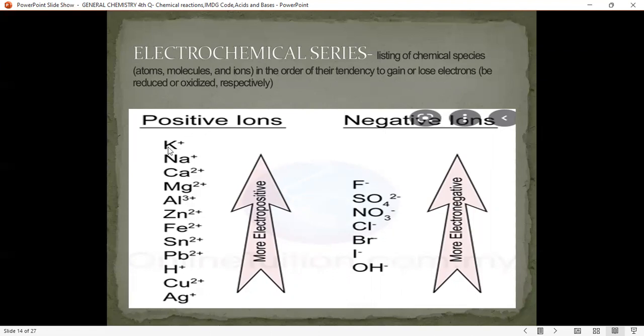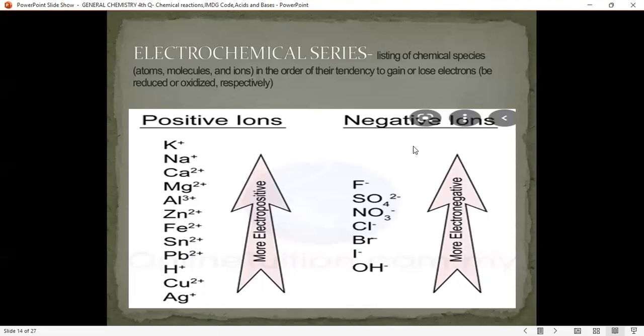So the first among them is potassium. See, potassium is very electropositive. So it has the higher tendency to lose electrons, to be transferred to another anion. Next is sodium. Next is calcium. Next is magnesium, aluminum, zinc. We have iron. Okay, we have tin, lead, hydrogen, copper, silver. Okay, so those are the sequence. These are the given common elements or cations that we have. All right, but then there are so many more.